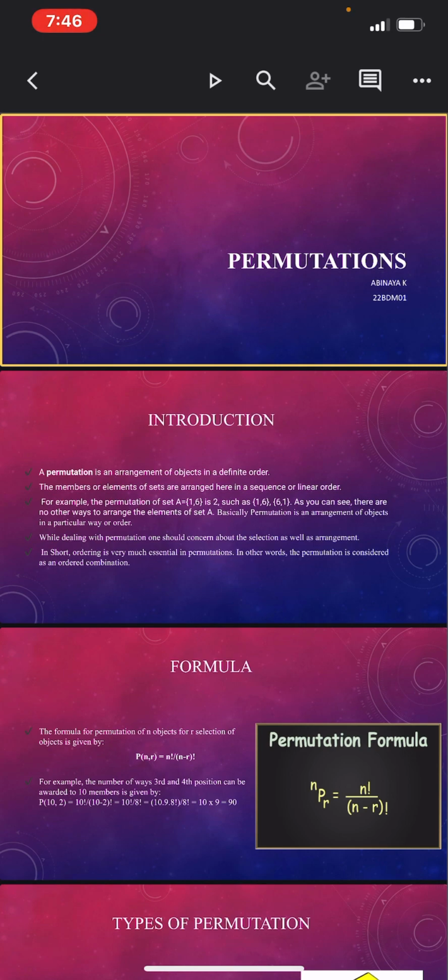Basically, permutation is an arrangement of objects in a particular way or order. While dealing with permutation, one should be concerned about the selection as well as the arrangement. In short, ordering is very much essential in permutations. In other words, a permutation is considered an ordered combination. The other word for permutation is ordered combination.